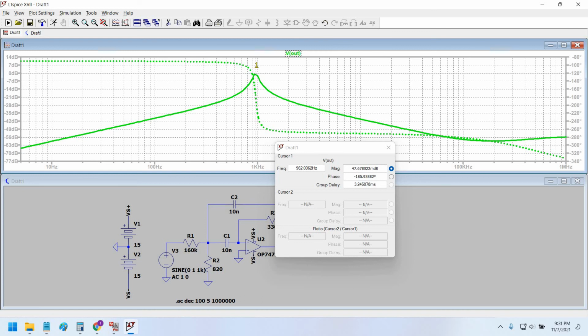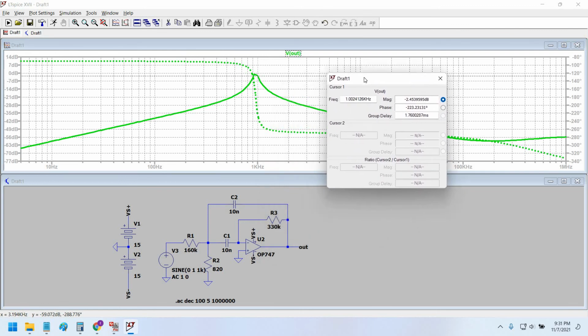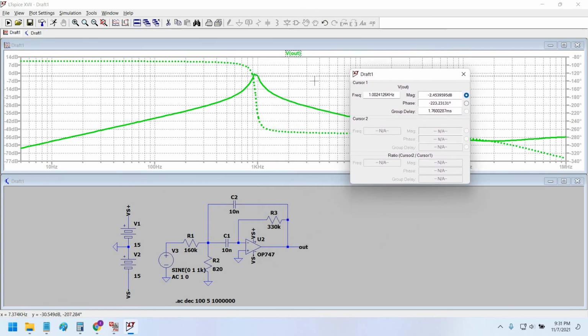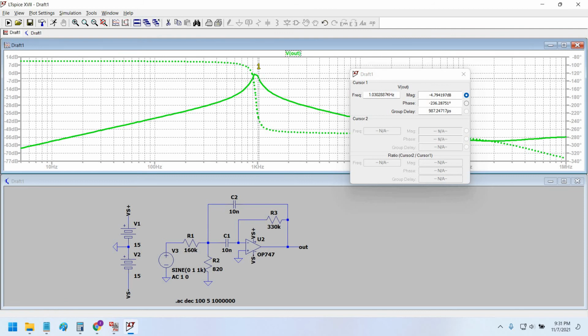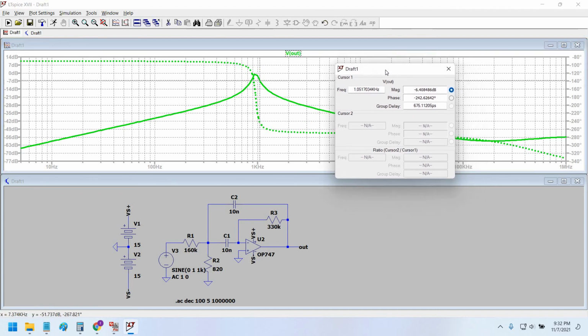The center frequency is equal to 1 kilohertz, as you can see. The upper cutoff frequency at 1.05 kilohertz, that is coming to be minus 6 dB.